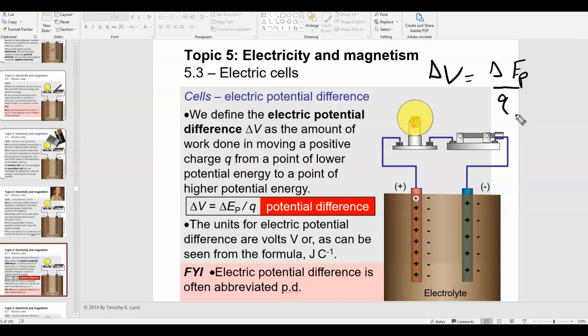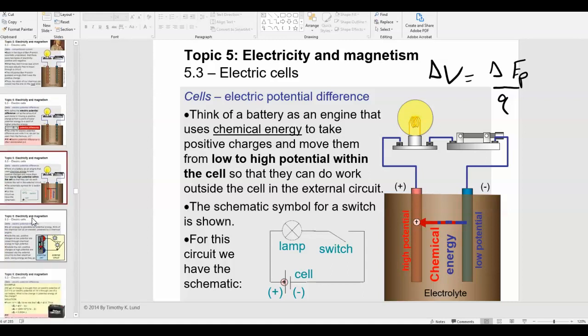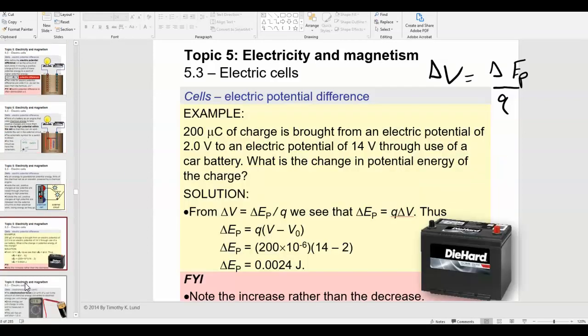If you take a charge and move it from a lower potential to a higher potential, basically what's happening is it's going from a lower potential energy to a higher potential energy. The potential difference is just the change in electric potential energy divided by the charge. The unit for potential difference, aka voltage, is the volt, which you can also write as joules per coulomb. All of this we talked about a long time ago, I'm just recapping. We talked about the cell using chemical energy, and so on.